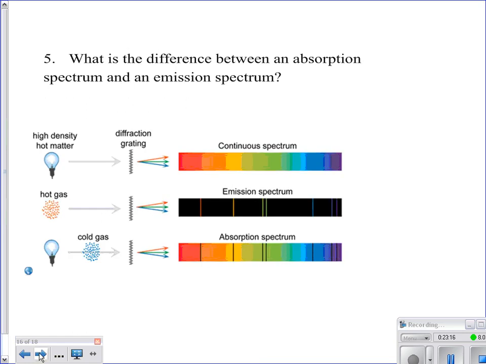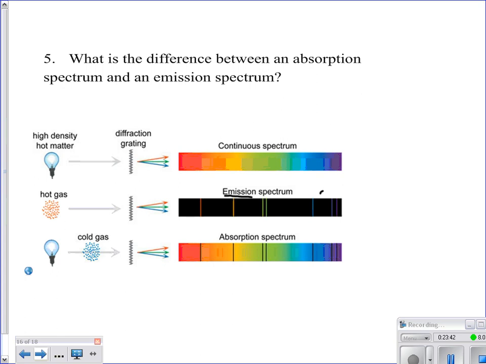Okay, and then last one that we have. Here it says, what is the difference between an absorption spectrum and an emission spectrum? What we have seen so far in this slide show is the emission spectrum. And the emission spectrum is going to be when you have the wavelength, those colors are absorbed, emitted. Sorry, I'm looking at emission spectrum. It's backwards than what you guys have on your paper.